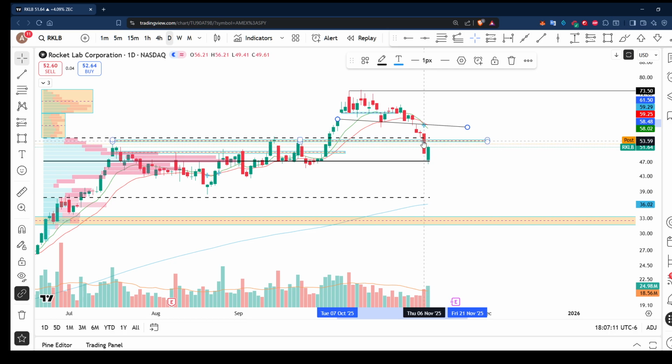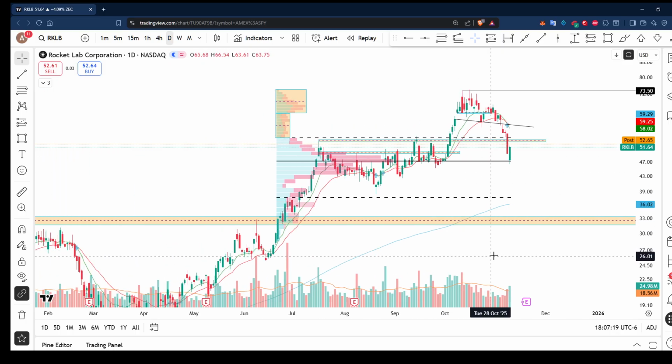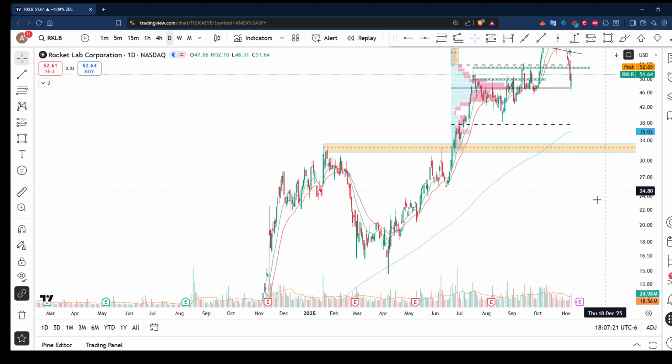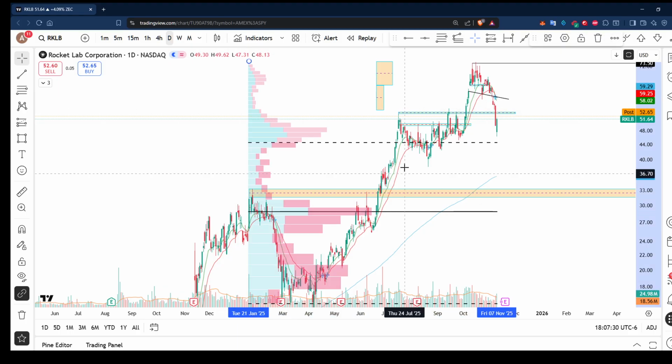And now today, so it tore through it. My expectation at this point is that it needs to come at the POC. And if it doesn't bounce off the POC, it's going a lot lower. It's going to go a lot lower into the value area highs and lows and the POC that would get formed from this bigger distribution starting from right here, right?